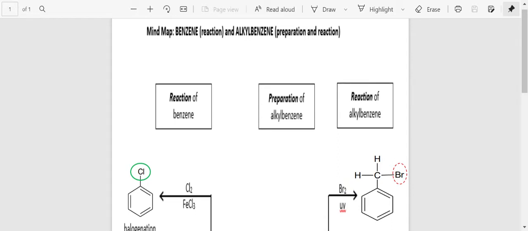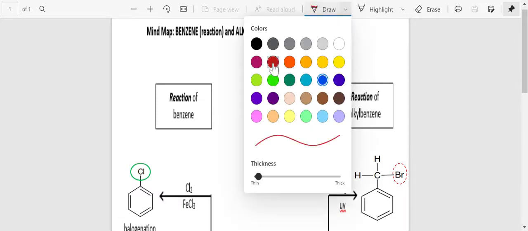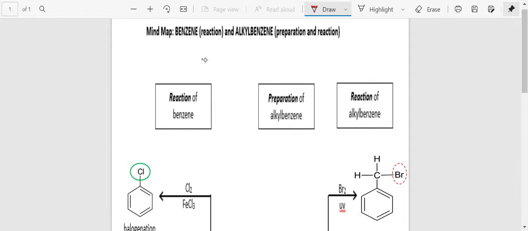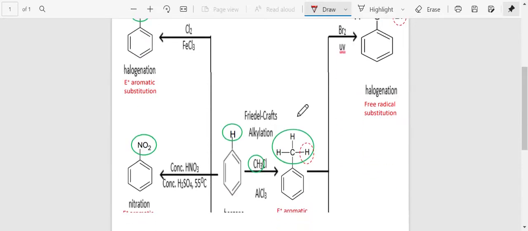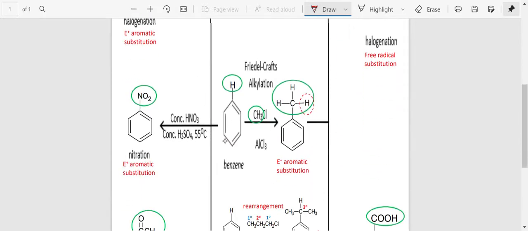Now let's look at benzene reaction and alkyl benzene. So first of all, we will focus on reaction of benzene and look at the left hand side first. Okay, so this is benzene. I purposely draw a hydrogen so that you know what is going on.